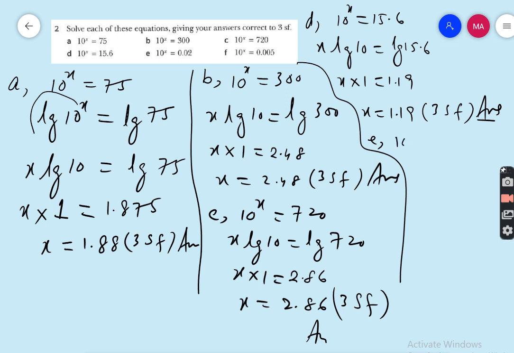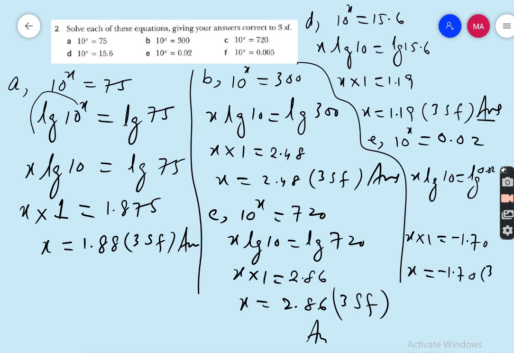Part E: 10 power x is equal to 0.02. Then x log 10 is equal to log 0.02. Log 10 is 1 and log 0.02 is 1.69, rounded off to 1.70. So x is 1.70, three significant figures. Answer.